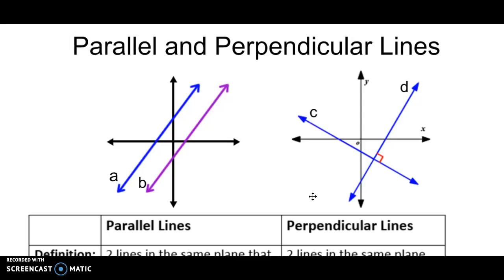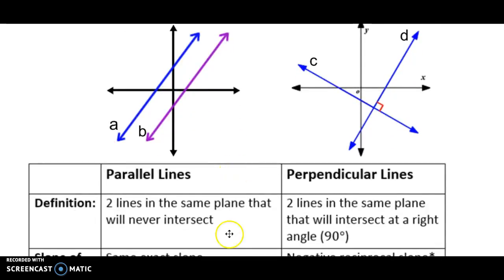Now, one of the major things we should be noticing about these graphs here is that to the right, lines C and D do seem to be crossing at some point here in the fourth quadrant, where the blue and purple lines never seem to intersect. Now those are going to be two characteristics that are going to be crucial in distinguishing and differentiating between parallel and perpendicular lines. So let's scroll down a little bit and look at some basics here.